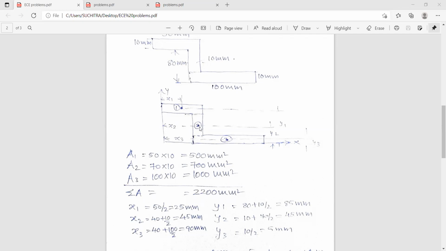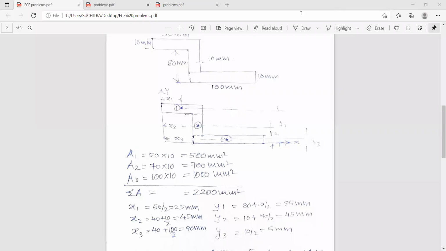So next, y2 is from this point to x-axis. So this total is 80. So this is 70, and this is 10. So 10 plus 70 by 2. That is 35, that is 45 millimeters. So you can see here 10 plus 70 by 2 works out to be 45 millimeters.